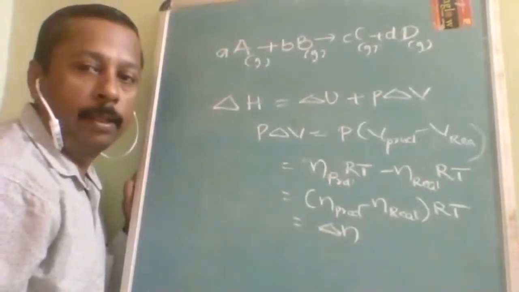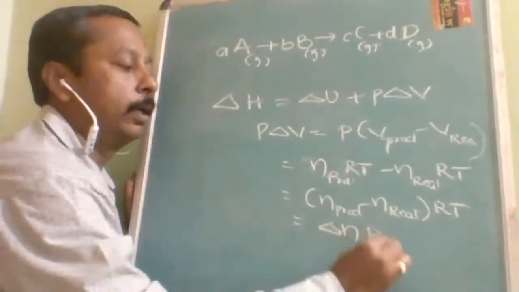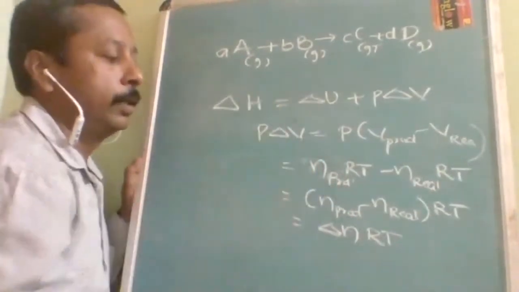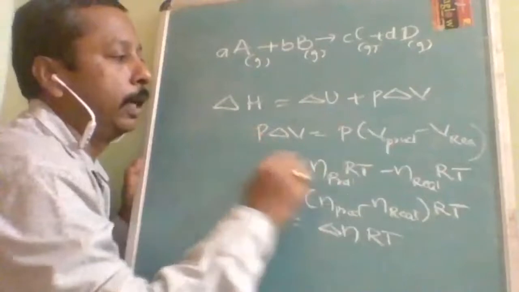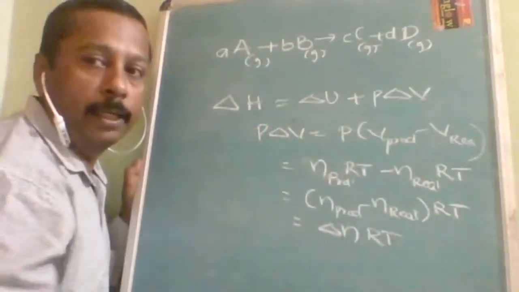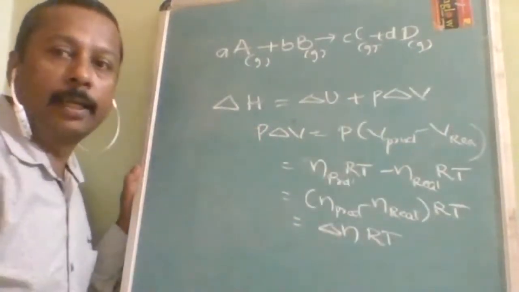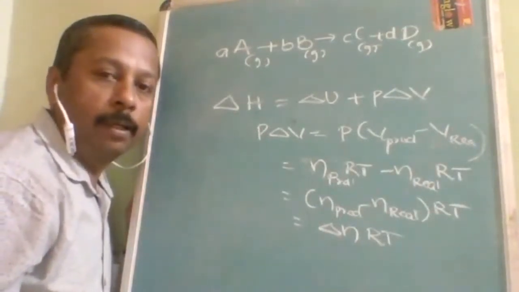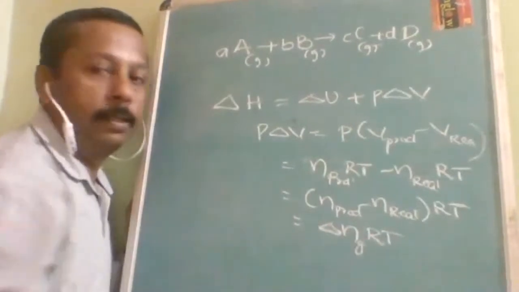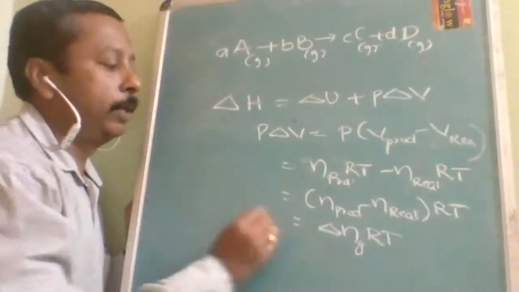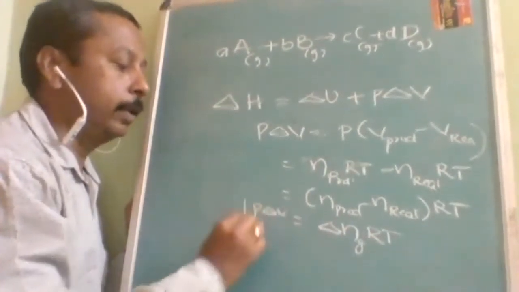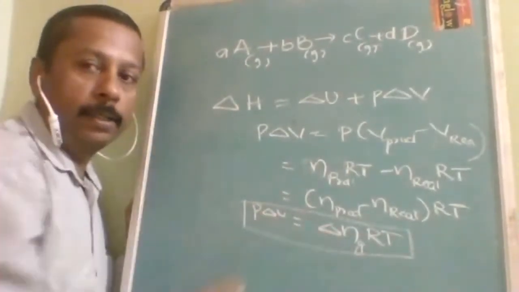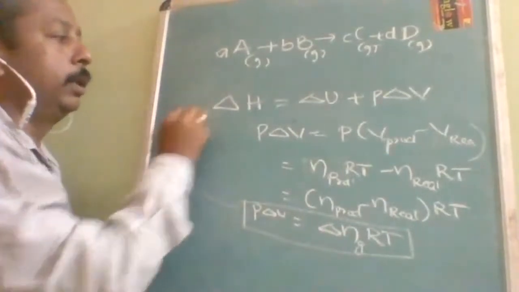What is it going to be? Delta n RT. But to make it feasible for the reaction, we are using the ideal gas equation. This delta n value is to be taken only for the substances which are in gaseous state, delta ng. So wherever P delta V is there, this is the derivation. Now I can write delta ng.